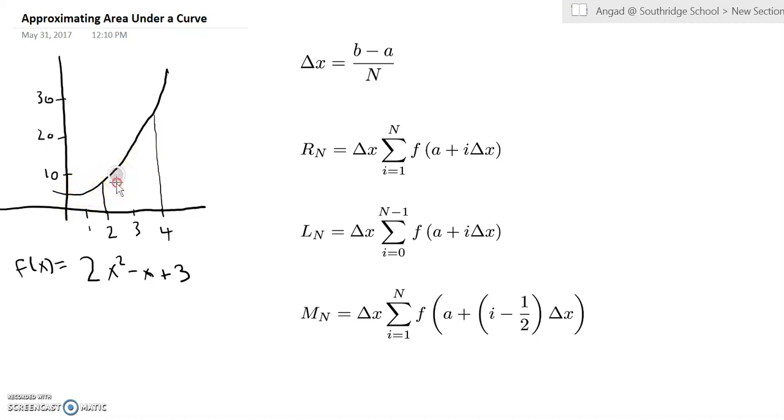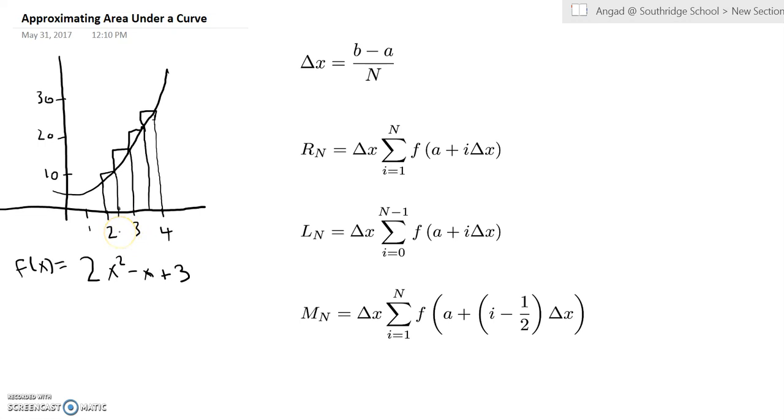If we draw a rectangle right here, let's say that goes to 2.5, and then another one here at 3, and then another one here at 3.5, and then here's our last rectangle here at 4. So our delta x here would be a half, because the difference between each rectangle, the width of each rectangle, is a half.